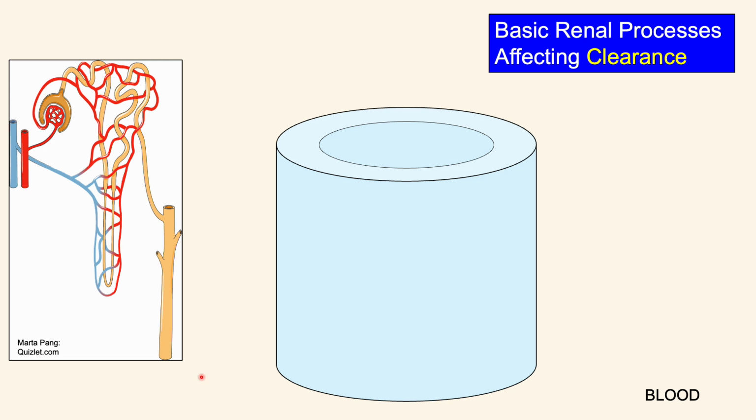Another concept we can remind ourselves of from video number 1 is the 3 basic processes by which nephrons can affect clearance. Here's a renal tubule lined by tubular cells with a lumen in the middle and surrounded by capillaries containing blood. The first process affecting clearance is filtration. The more you can filter from the glomerular capillaries into the renal tubules, the more you can potentially excrete, and the larger volume of plasma you can clear of a substance such as sodium, water, urea, and creatinine.